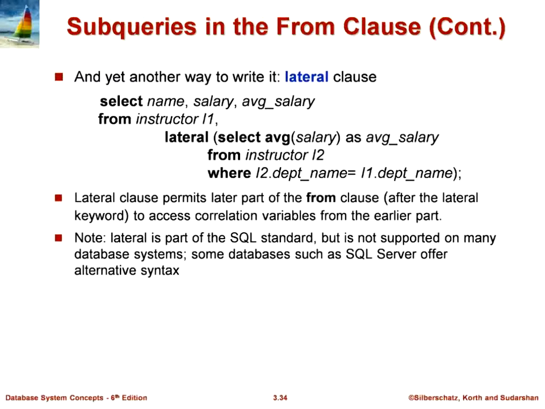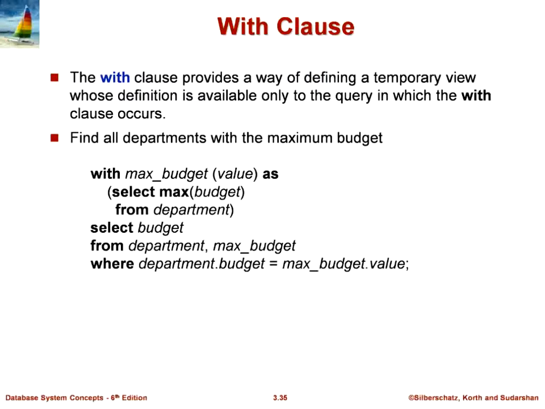You can write it using the lateral clause as well. The lateral clause permits the later part of the from clause after the lateral keyword to access correlation variables from the earlier part. This is not standard and is not supported by some databases, so we try to be as simple as possible when writing queries.